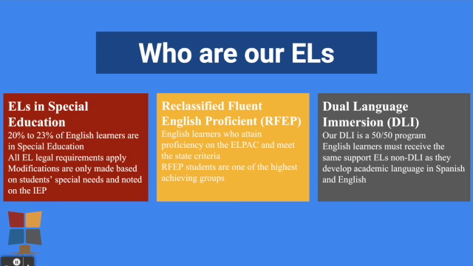RFEP students are English learners who attain proficiency on the LPAC and meet the state criteria. So basically, reclassified students who, by the way, we continue to monitor every year, tend to be very high achieving. And last are DLI kids that are receiving a 50-50 split between English and Spanish. And we have a DLI program that goes K through 12 at some of our schools.